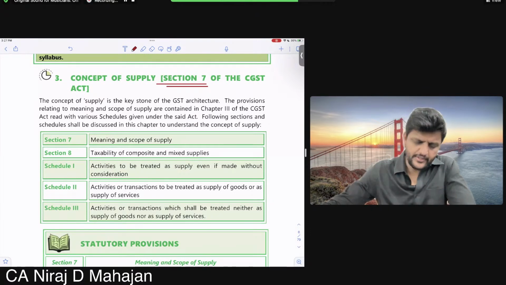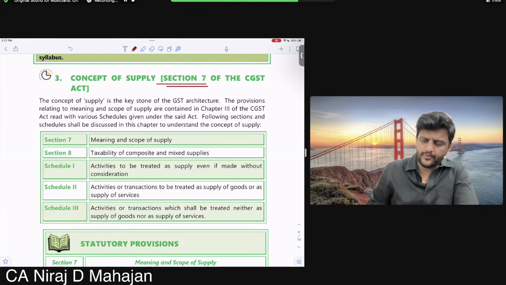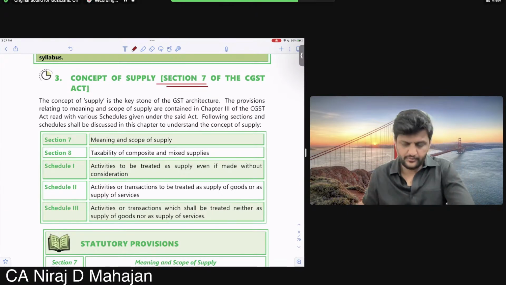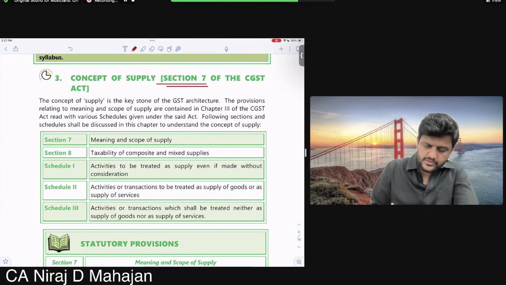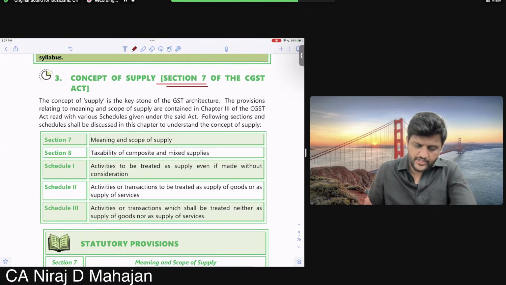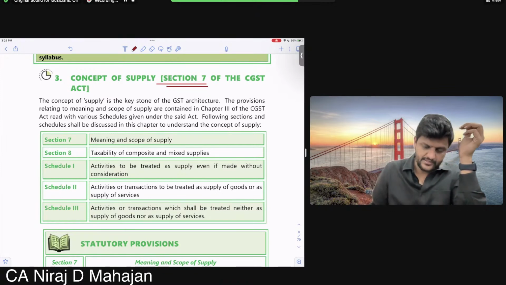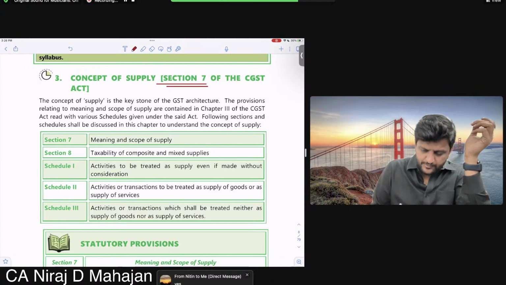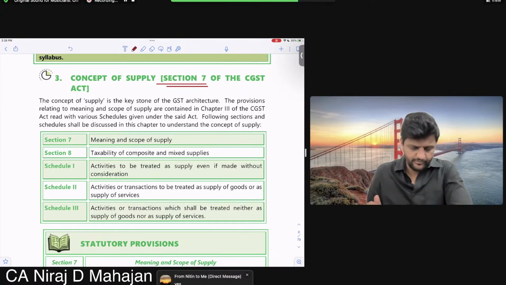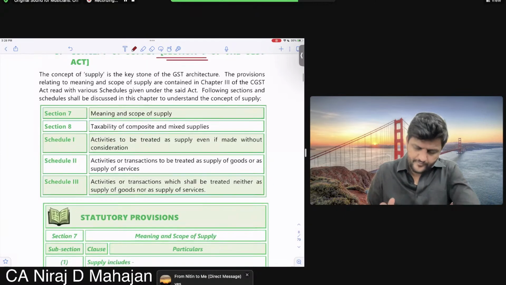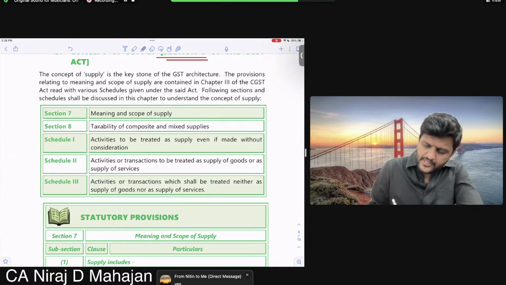The provisions relating to the meaning and scope of supply are contained in chapter 3, which you are doing right now, with the various schedules given under the act. The following sections and schedules will be discussed. Section 7, meaning and scope of supply. Section 8 we'll do later on. And schedule 1: activities should be treated as supply even if made without consideration.